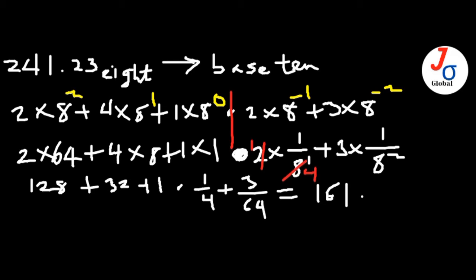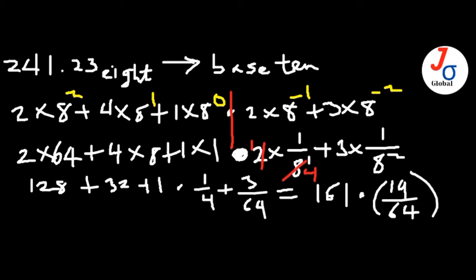Then if you do that, your LCM is actually 64, and if you do 1 over 4 plus 3 over 64, you're going to get 19 over 64.